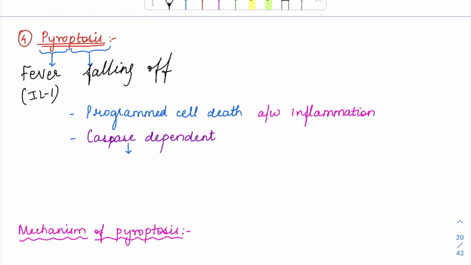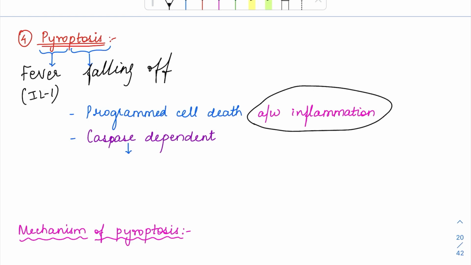This is the only other cell death in which caspases are activated. So only two types of cell death have caspase activation. The first one was apoptosis and the next one is pyroptosis. But still, the caspases involved in both of these are different. So again, it is called a programmed cell death because it involves certain regulated pathways, and this programmed cell death is going to be associated with inflammation.